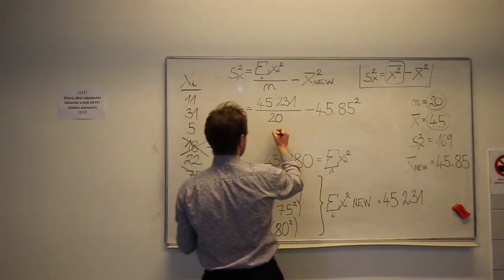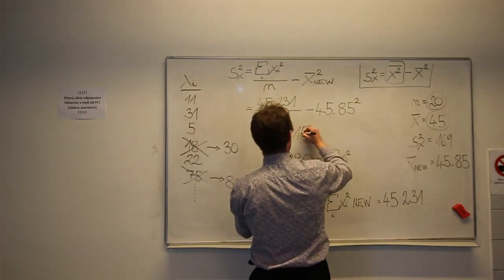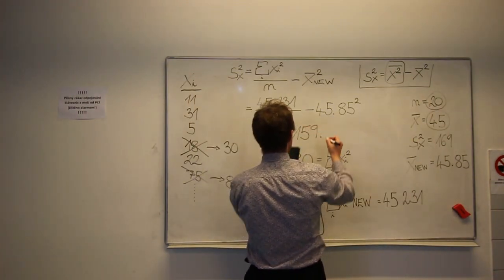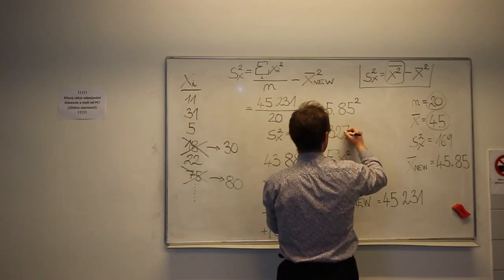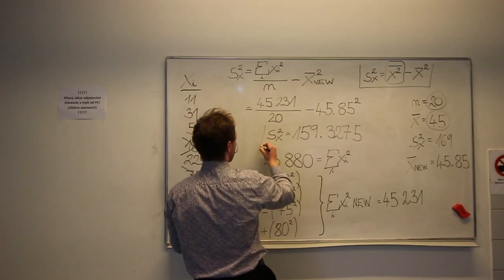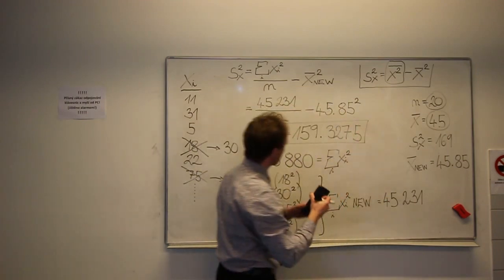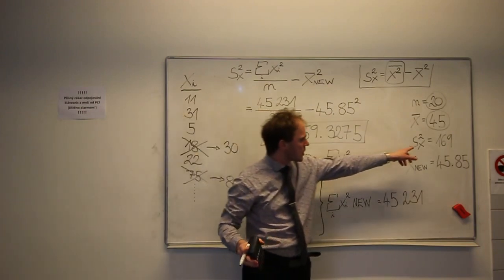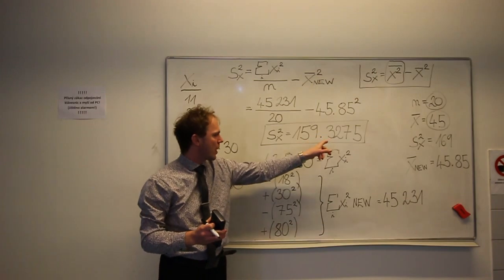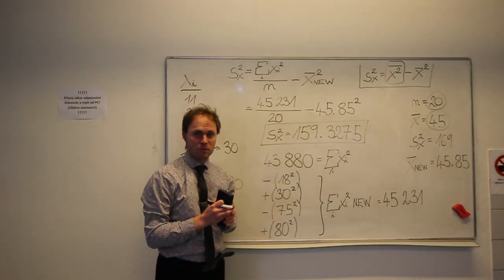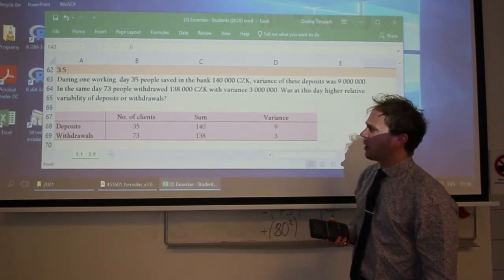So the new variance s x squared is equal to 159.3275. Yes, so the new variance is a little bit lower. The original was 169, the new one is 159 and something. We will continue with another example.